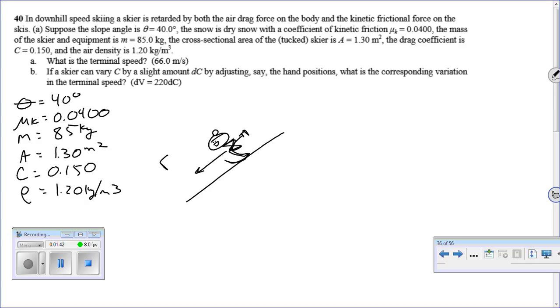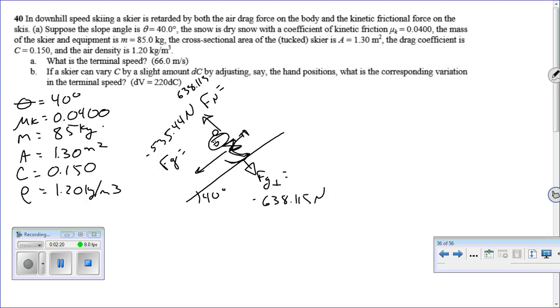Well, there's F_G parallel. We can certainly calculate that, right? It's just going to be mg sine of 40 degrees, right? So if you calculate that, you end up getting, I'm going to make it negative, 535.44 newtons. Okay? Now, there's going to be kinetic friction, right? So your force of kinetic friction you can find. Well, here, let me do this. Your F_G perpendicular, if you find it, turns out to be negative 638.115 newtons. That means you're going to have a normal force of the same value, 638.115 newtons.